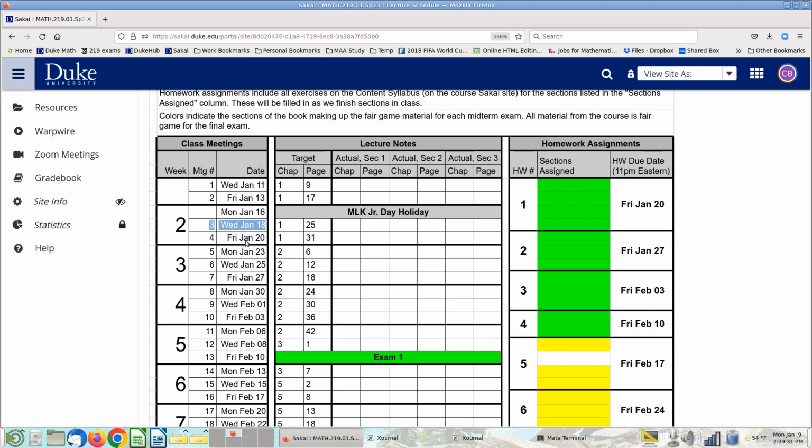Now you may be thinking to yourself, 2 days doesn't sound like a lot. We have 3 class meetings worth of material, and then after that last day, there's only 2 days to get it done before it's due on Friday, January 20th. So, what's up with that? My response is you shouldn't be waiting. On this date, we're going to cover certain sections. You shouldn't wait until the following Wednesday to start working on those exercises. That's not a responsible approach to the course.